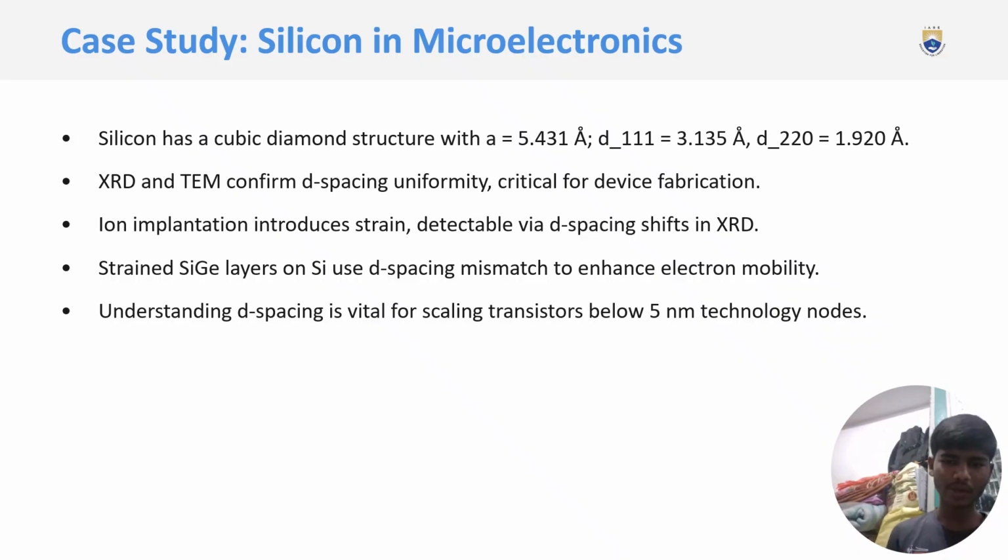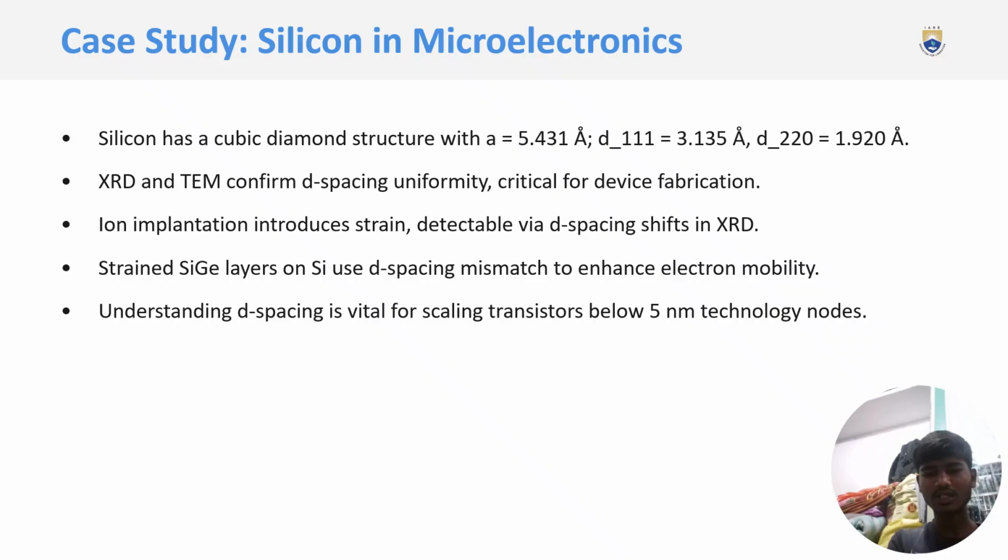Silicon and microelectronics. Silicon has a cubic diamond structure with a equal to 5.431 angstrom; d_111 equal to 3.135 angstrom, d_220 equal to 1.92 angstrom. XRD and TEM confirm d-spacing uniformity critical for device fabrication.